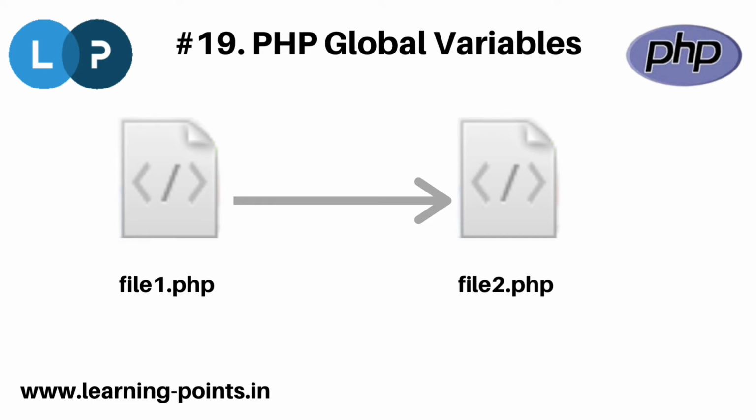Suppose we have two files, one is file 1 and another is file 2. I want to send a value from file 1 to file 2. Then we need to use a super global variable.